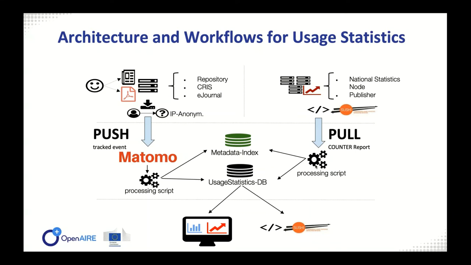The second approach, which is depicted on the right side of the slide, is based on a pull approach. This workflow is exploiting SUSHI-Lite endpoints, which are provided by aggregators like IRUS-UK. And these endpoints allow us to retrieve usage statistics in the form of COUNTER reports that contain usage information. These reports are collected in the usage statistics DB, processed using information from our metadata index and displayed as reports in the portal or, again, by the SUSHI-Lite endpoint. So this is more or less the two approaches that we use to track and collect usage activity.